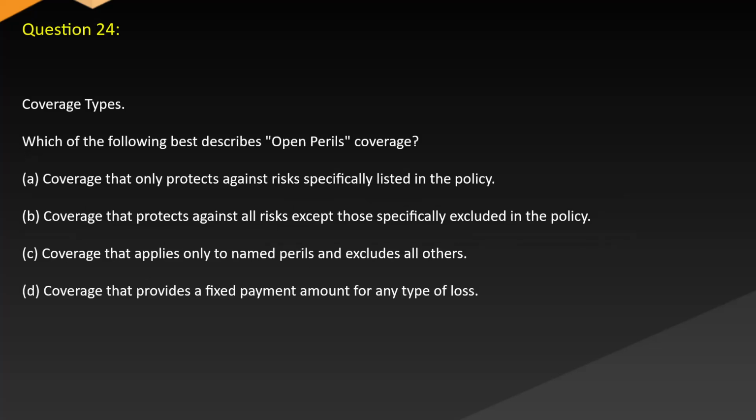Question 24. Coverage types. Which of the following best describes open perils coverage? A. Coverage that only protects against risks specifically listed in the policy. B. Coverage that protects against all risks except those specifically excluded in the policy. C. Coverage that applies only to named perils and excludes all others. D. Coverage that provides a fixed payment amount for any type of loss.